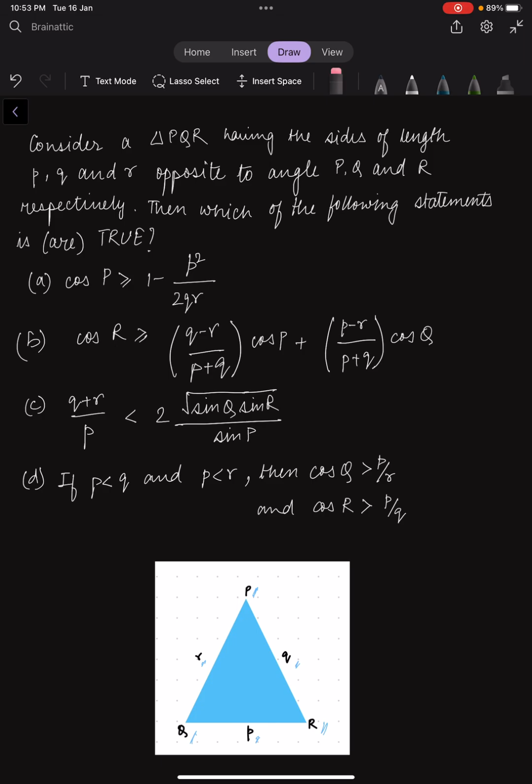So we are given a triangle PQR having the sides of length small p, small q and small r opposite to angle capital P, capital Q and capital R respectively. Then which of the following statements is or are true? So this is one or more than one option correct type of a question, which is very common in exams like JEE Advanced. So let us begin solving the problem.